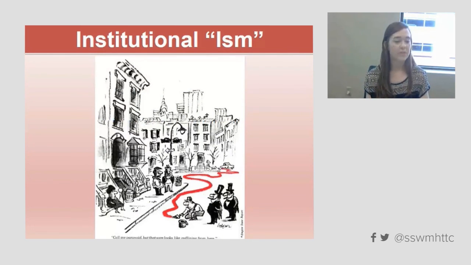Institutionalisms, again, like this idea was brought up a little bit earlier, exist even if everyone within a particular institution would never in a million years say a racial slur, or would never in a million years not promote a woman because she's a woman, or would never in a million years not accept a client because they identify as LGBTQ+.